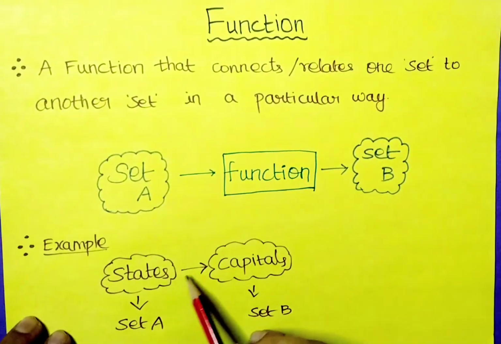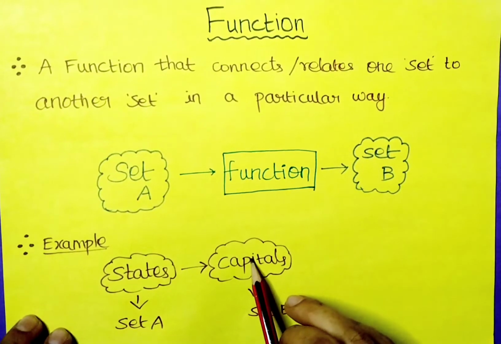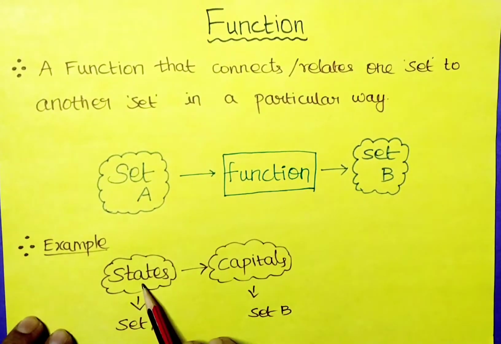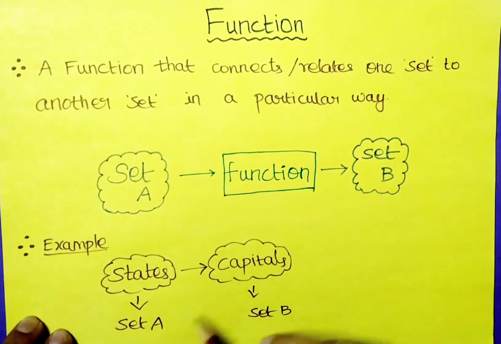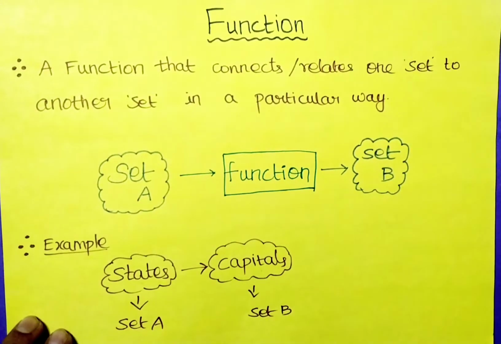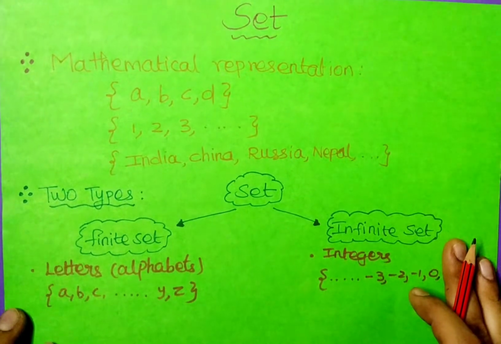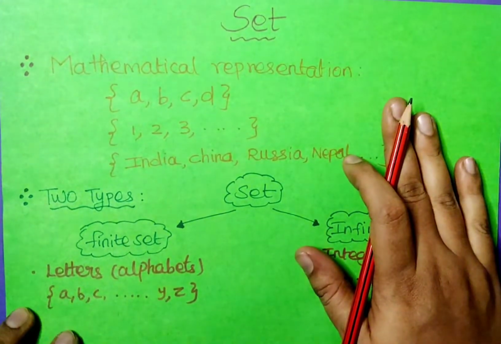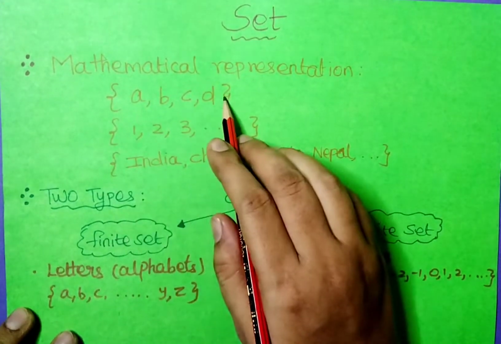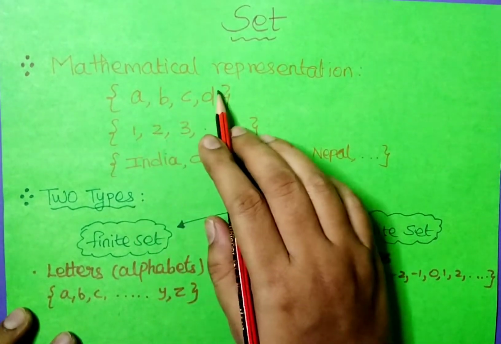For example, we can have states and their capitals. States we can take as the first set A, and capitals as the set B. So what is a set? As you are all aware, we mathematically represent a set in curly braces with commas, and there will be no repetitions.